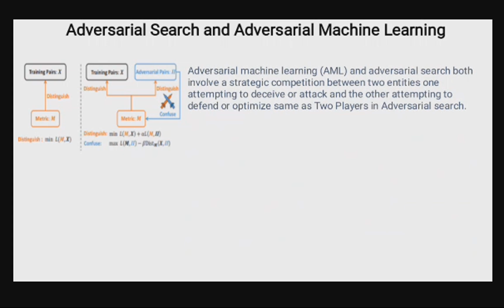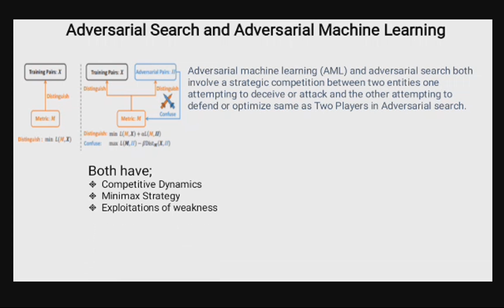And it says that adversarial machine learning and adversarial search both involve a strategic competition between two entities, one attempting to deceive or attack, the other attempting to defend or optimize, same as two players in adversarial search. They both have competitive dynamics, they both have minimax strategy, and they both have exploitations and weaknesses, just like any other model. Optimization in competitive environment, they also have that feature. They all have continuous loops.